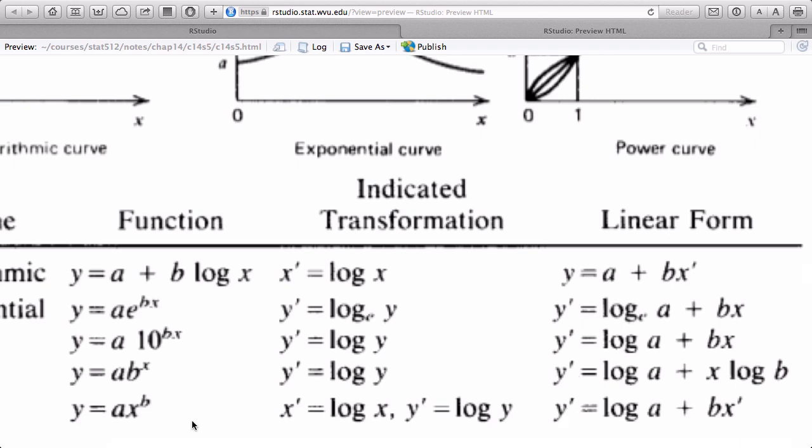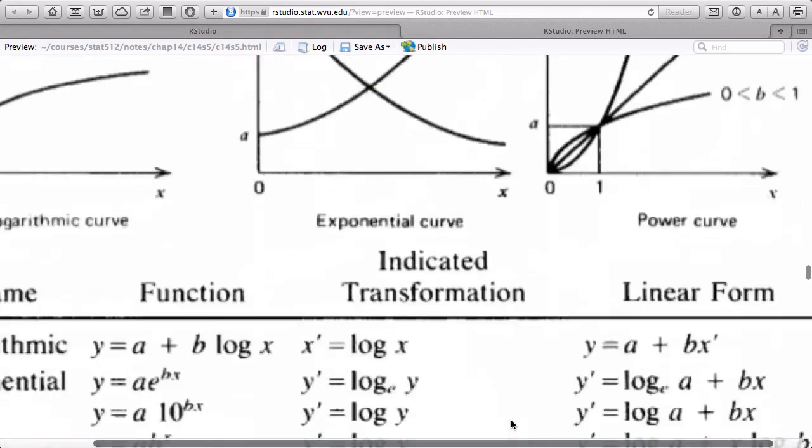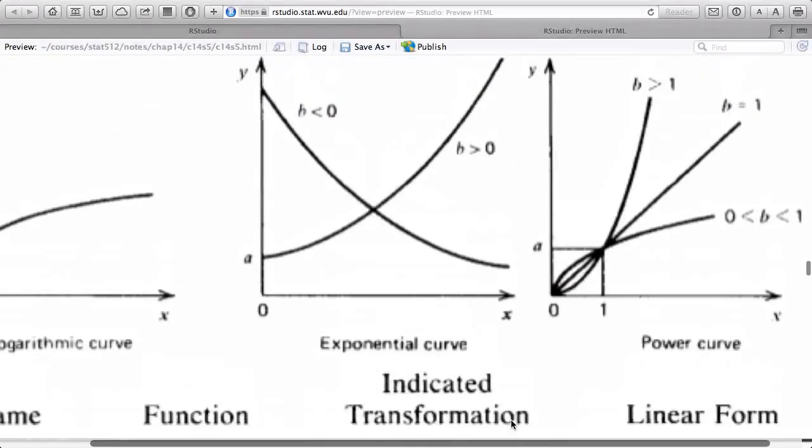And then I may have a model that looks like y is equal to a x to the b. In that case, I need to log both x and y. So I take the log of x and the log of y. So in other words, the log of y is equal to log of a plus b times the log of x. So I'm transforming both x and y.